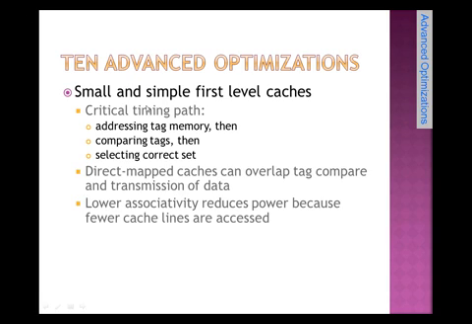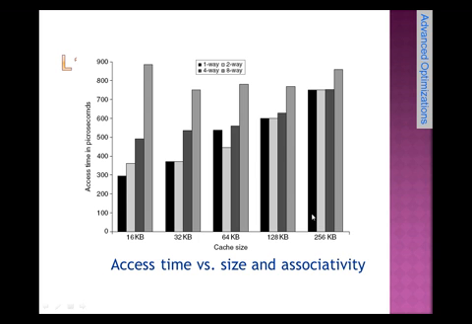Small and fast first level caches: the critical timing path is addressing the tag memory, then comparing the tags and then selecting the correct tag. That is how we can apply advanced optimization techniques. So small and simple first level caches use the critical timing path. A direct mapped cache can overlap the tag compare and transmission of the data. Low level associativity reduces power because fewer lines are addressed.